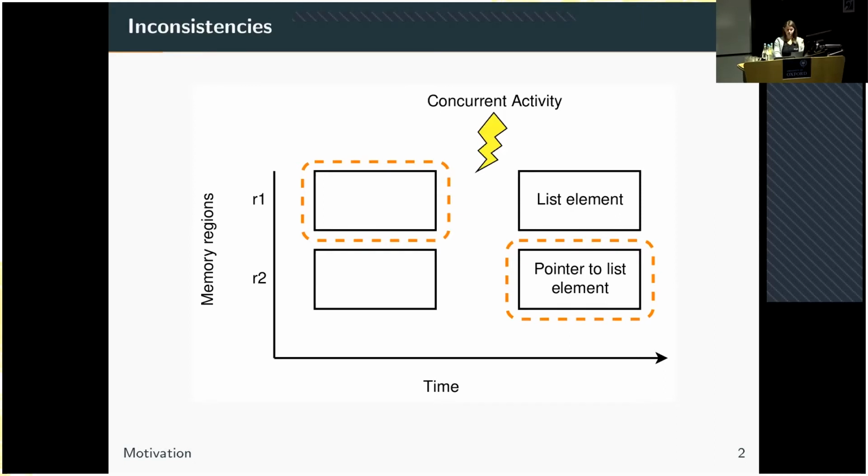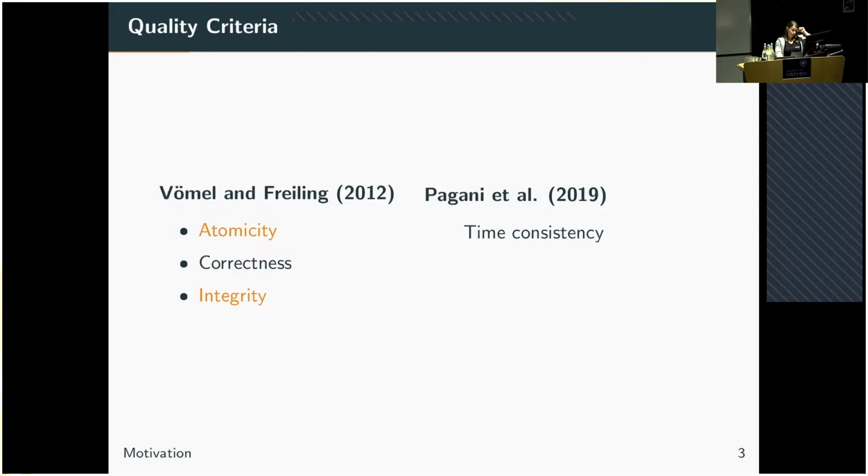And because this issue is known, people have been thinking about what defines the quality of a memory image, especially in situations where we can't freeze the system. And 10 years ago, Vömel and Freiling came up with three quality criteria, namely atomicity, correctness, and integrity.